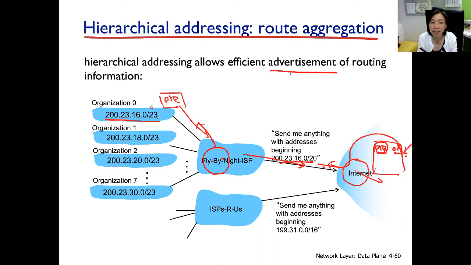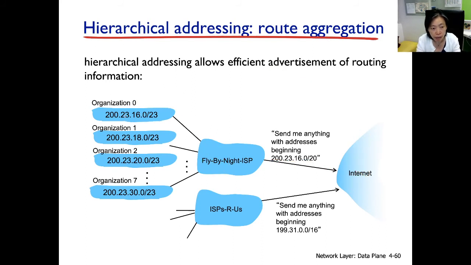So by advertising the prefix, we also draw the data into the organization, and the data is actually destined for one of the hosts in the subnet anyway. So the routers inside the subnet will just be doing further routing there to get to the final destination. Nice. So you see, organizations 0, 1, 2, all the way to 7 will be sending only one advertisement instead of this many advertisements.